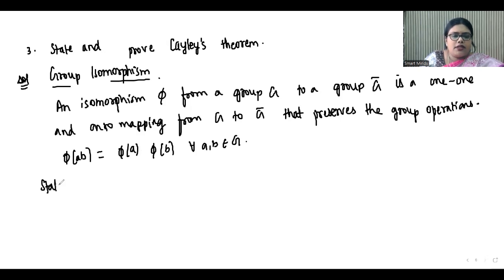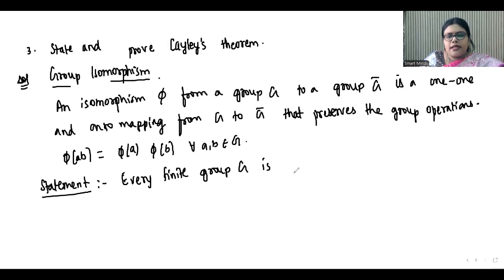Now let's see what is the statement of Cayley's theorem. Every finite group G is isomorphic to a permutation group.